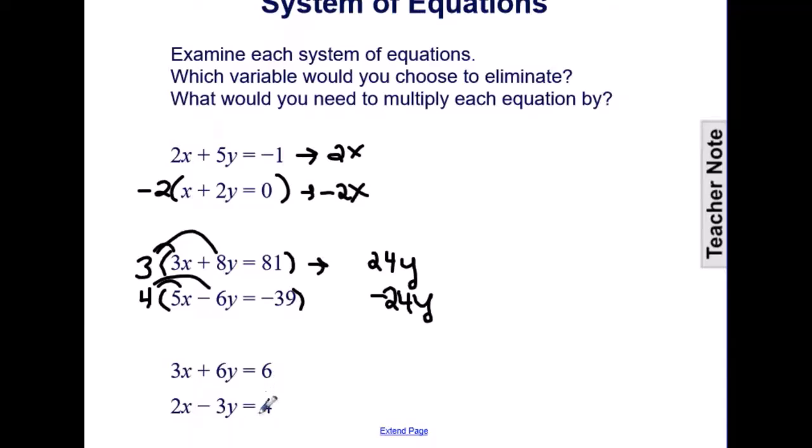Very similar for the third system. I see my opposite signs, and I know that 3 goes into 6, so they have the common coefficient of 6. So I can multiply the bottom equation by just 2, and the top one will stay 6y, and the bottom will change when I multiply through to negative 6y. So you could have eliminated either variable. It's just going to be what you see when you're solving the problem and what is going to be easiest or fastest to use for that elimination method.